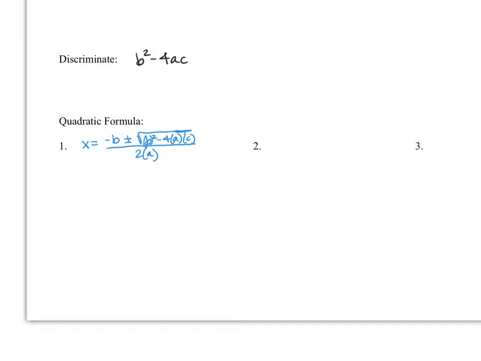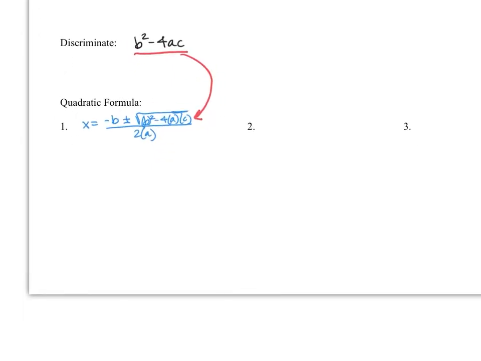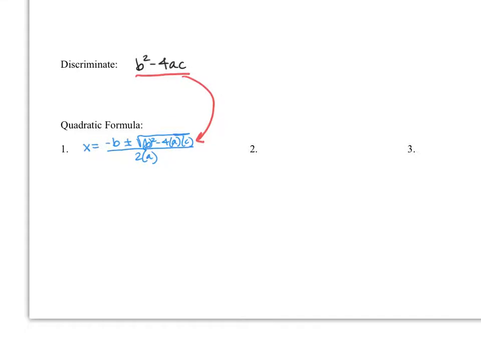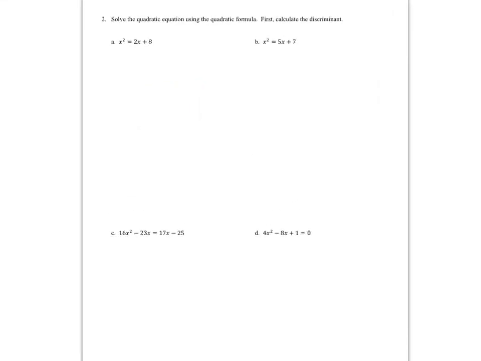Now, here is something I want you to recognize about the quadratic formula and the discriminant. If you take a look, we have the b squared minus 4ac. That is exactly what is underneath the radical in the quadratic formula. So we'll be using that, like I said, to figure out some information about the solutions. But again, if you calculate the b squared minus 4ac, the discriminant, then you can just put that value underneath. All right, let's practice.